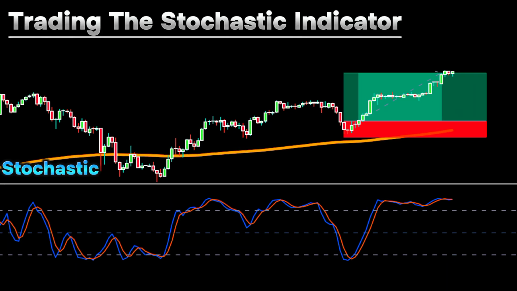And here we are, tribe soldiers. See the result of the trade. Take profit got hit successfully. Now let's see another example.